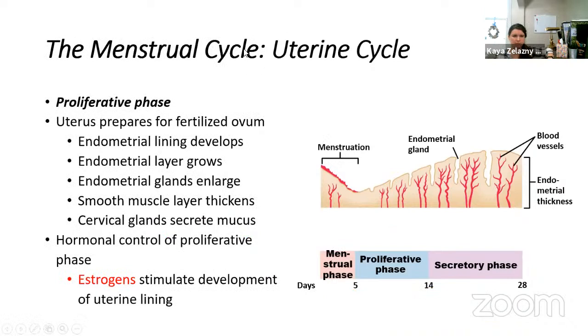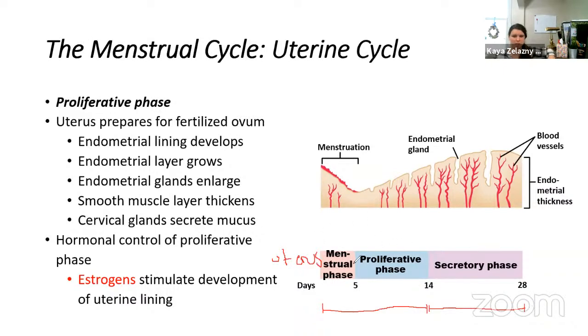So after menstruation, in the uterine cycle, if we're mapping this onto the ovarian cycle, we're still during the follicular phase. The uterus is going to be undergoing proliferation, so we'll be in the proliferative phase. So this is our uterine cycle. And just if we were to map the ovarian cycle onto it, this part was the follicular phase, and this part is the luteal phase.